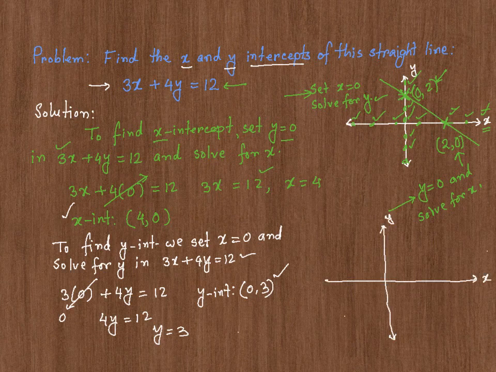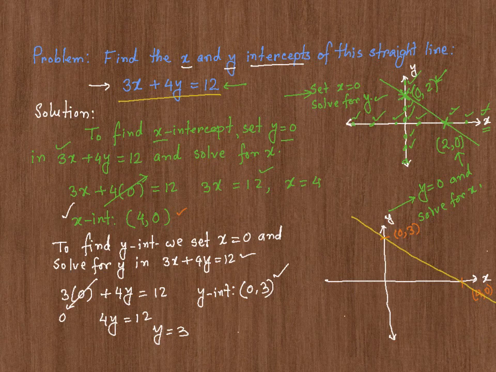My y-intercept is right here. Let's say this is 0, 3, and my x-intercept is 4, 0. So let's say this is right here, 4, 0. Now I connect these 2 points. Okay, I connect these 2 points to find the straight line that is represented by this given equation.